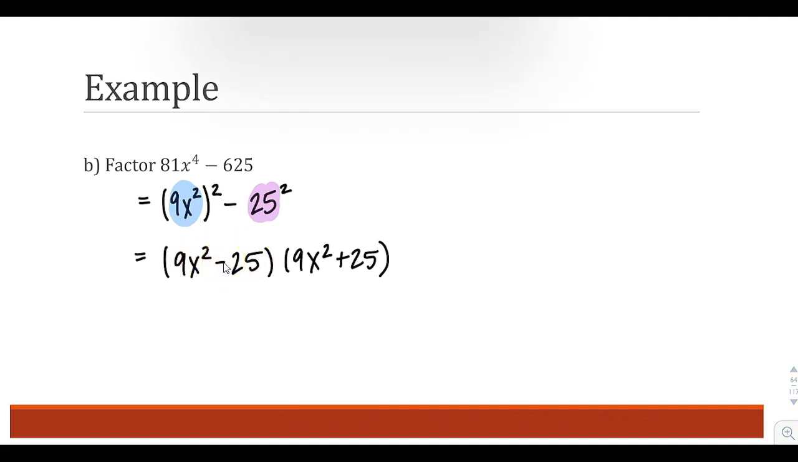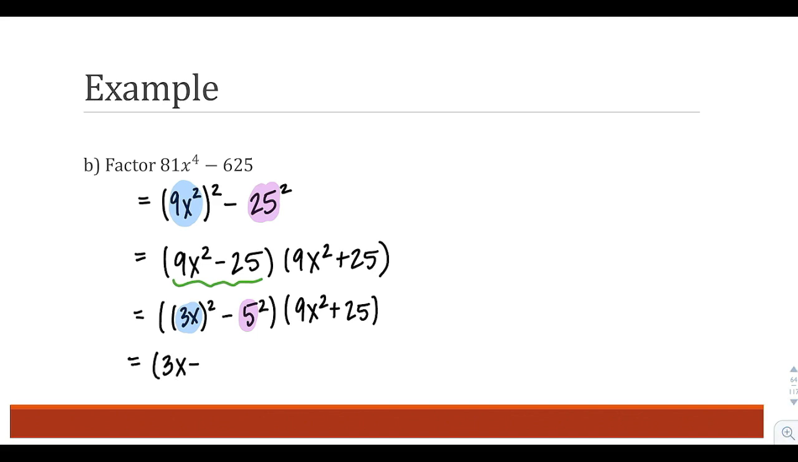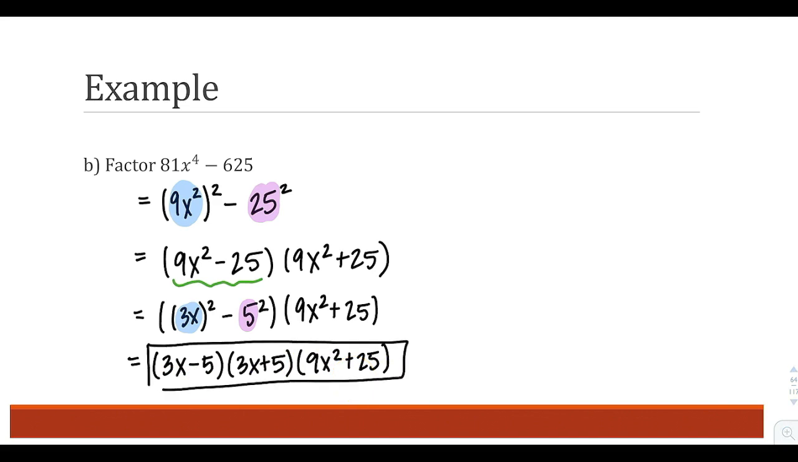So this first part here can be factored further. This first part is its own difference of squares. So I can go ahead and rewrite this as quantity 3x squared minus 5 squared. And then I'm just going to bring down the 9x squared plus 25. That's still being multiplied. That's still a factor. Well, now this part here, I would recognize that 3x is being squared minus 5 is being squared. So we'll go ahead and write that as 3x minus 5, 3x plus 5, and then the 9x squared plus 25 comes on down and is being multiplied. So this is my final answer for the factorization.